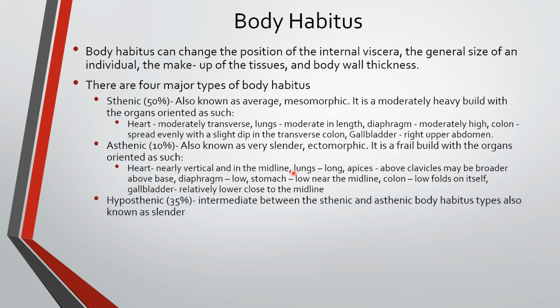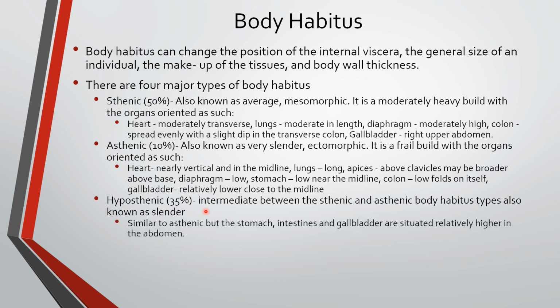Hyposthenic is 35% of the population typically, and is intermediate between the sthenic and the asthenic body habitus types, also known as slender. So this is very, very thin, and this is just a normal kind of slender build, all right? The person may not exactly present that way, but that is the way their habitus might be, if that makes sense. Similar to asthenic, but the stomach, intestines, and gallbladder are higher in the body, okay?